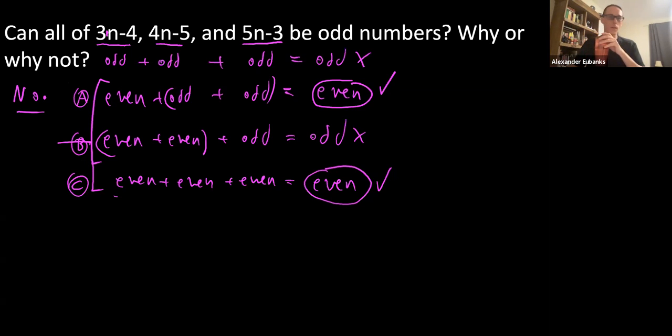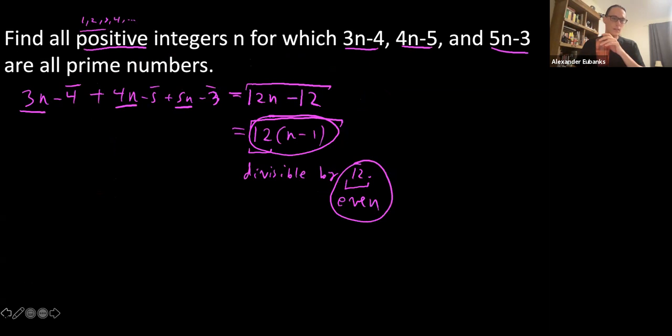Show the initial problem again. Yes, so just as a reminder, the question we are trying to solve is we want to find all positive integers for which all three of these are prime numbers. Okay, so keep that in mind. All three of them have to be prime numbers.